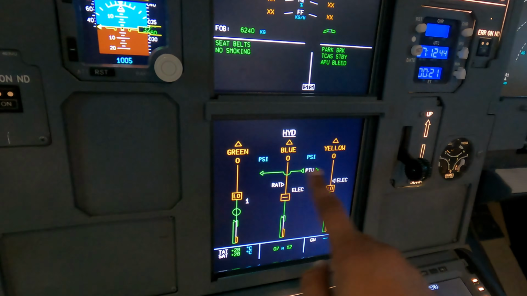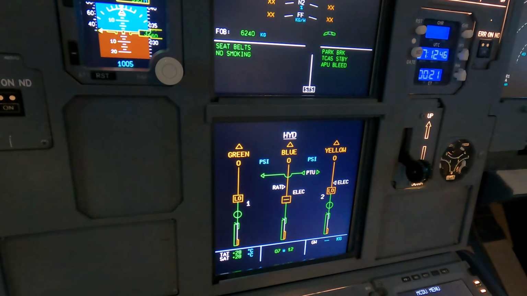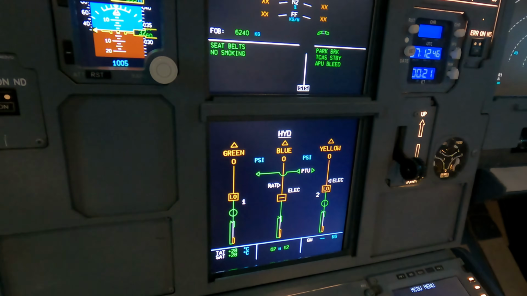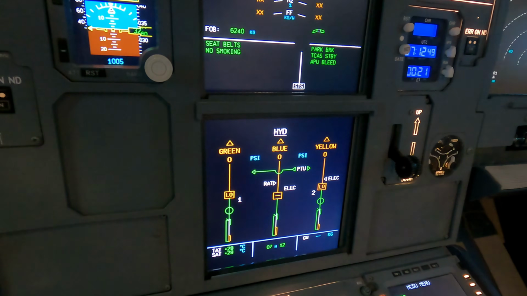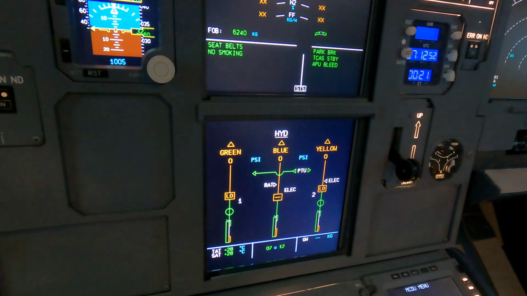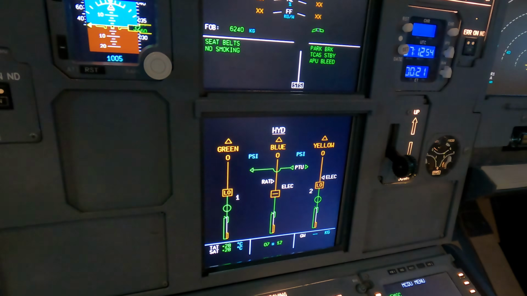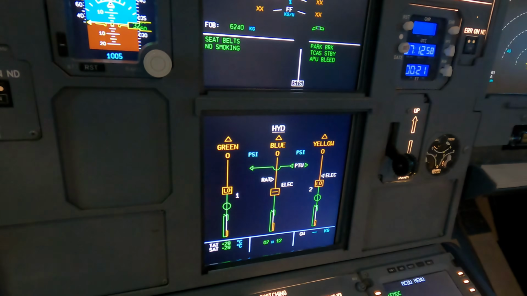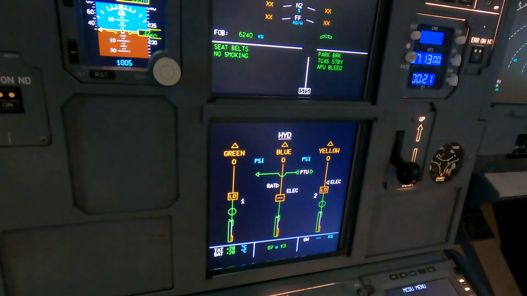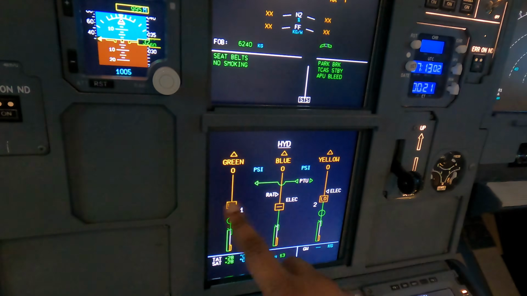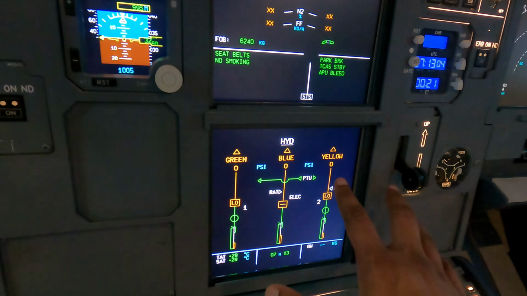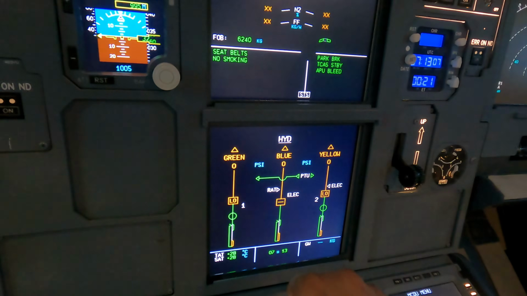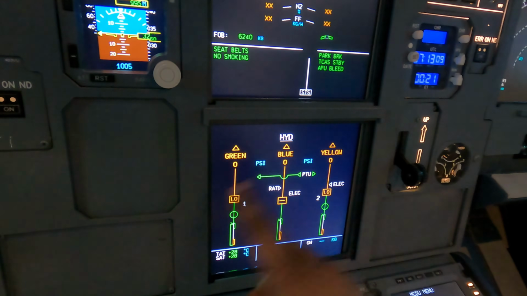And smack in the middle of all of them is what's called the PTU, the power transfer unit or pressure transfer unit. The actual form for P escapes me right now, but I'll fix it, don't worry. So let's just say the power transfer unit. That's going to help you transfer the hydraulic pressure between green and blue systems.